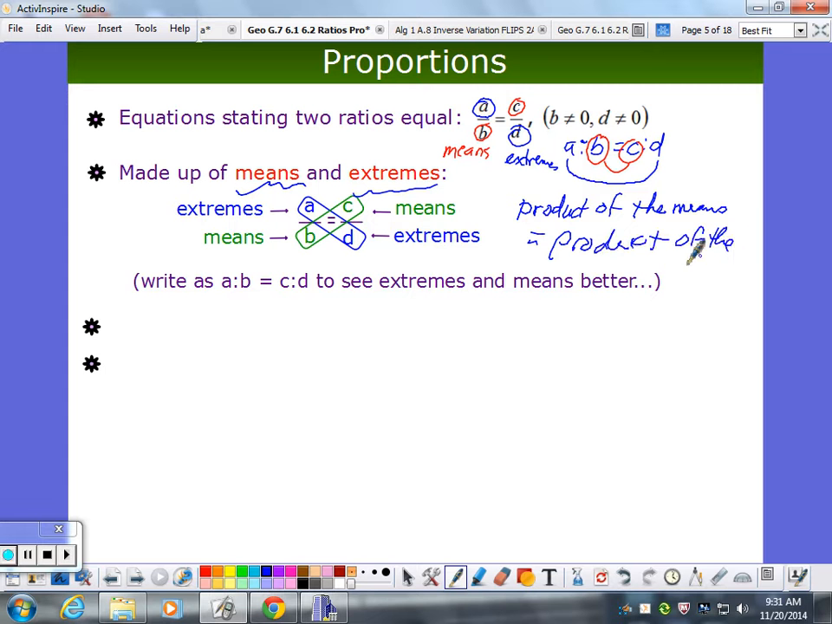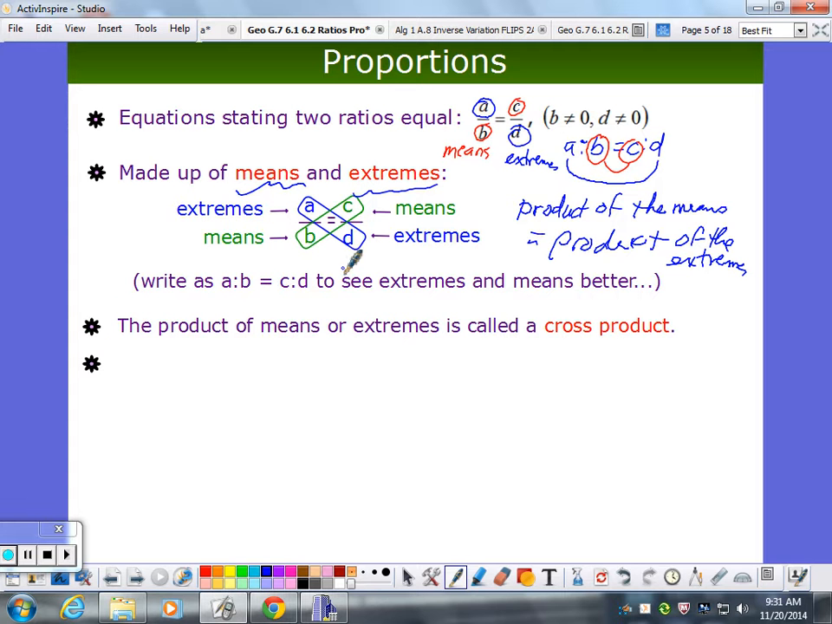So let's see why that is. So here are my means, B and C, and here are my extremes. This times this equals that times that. Okay? So this is our cross-product property. This we should have had in algebra, right? So I remember this from algebra. No, my math class was just told cross multiplying it magically works. Well, we're going to talk about why it magically works in a minute.